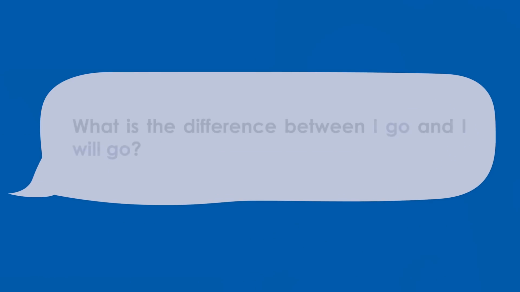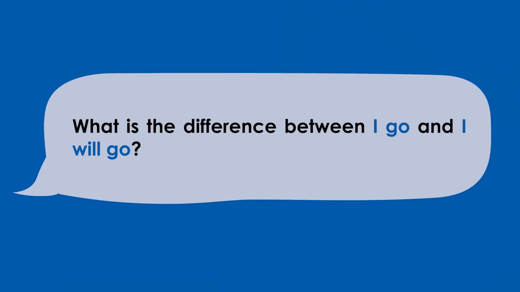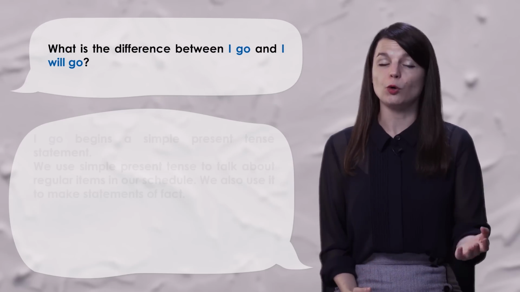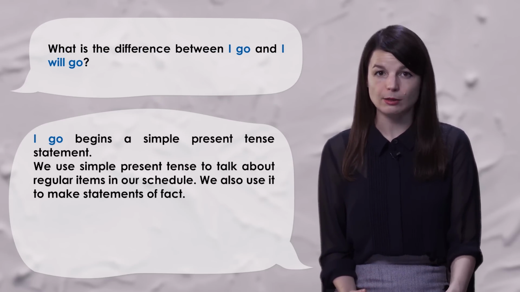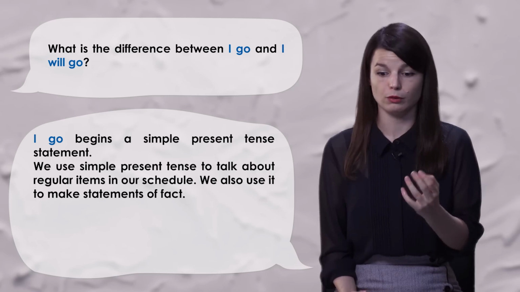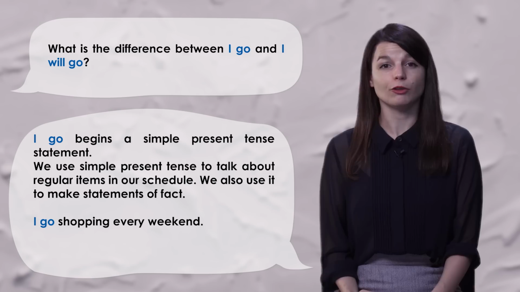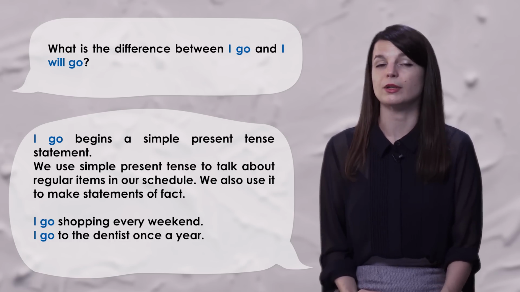Next question this week comes from Bruno Donizete Bueno. Hi, Bruno. Bruno says, hi, Alisha. Please tell me, what is the difference between I go and I will go? Okay. I go begins a present tense statement. So that's something that happens now, like part of a schedule or just something that you regularly do. Examples, I go shopping every weekend. I go to the dentist once a year.